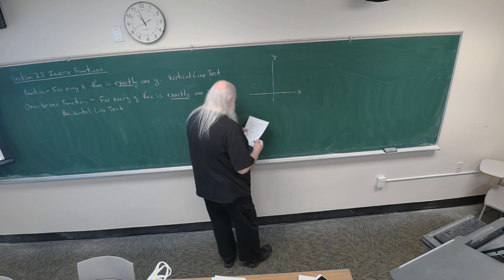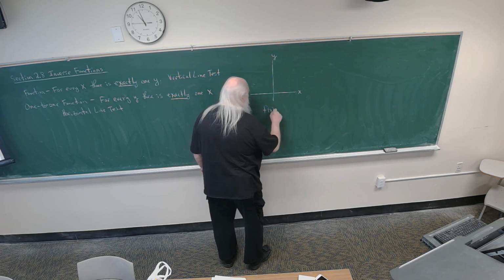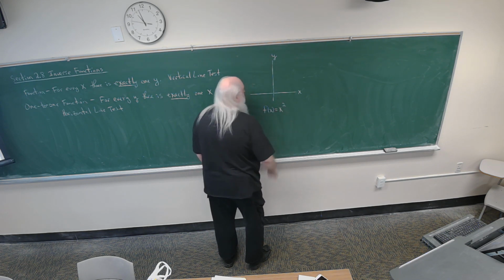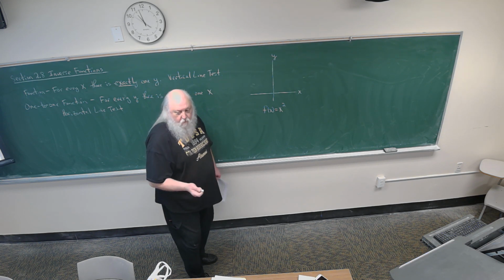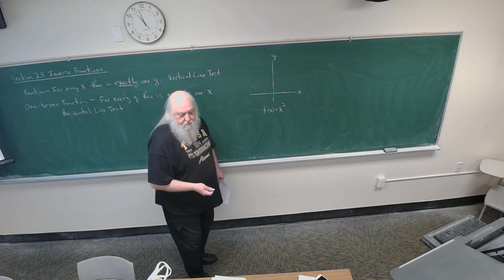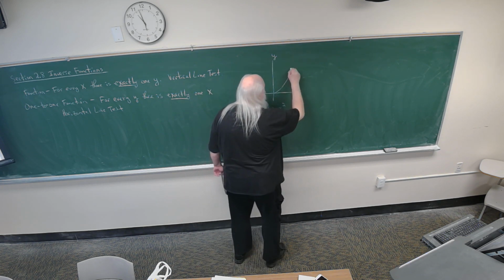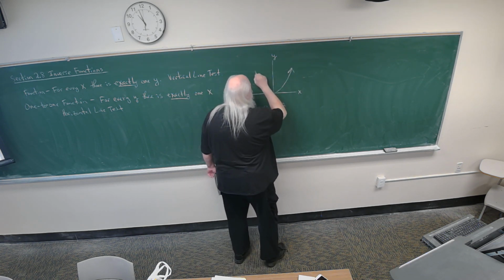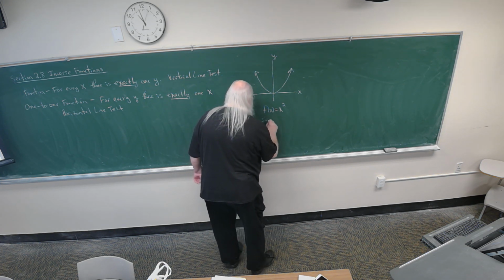The first one we'll look at is f of x equals x squared. And the graph of f of x equals x squared is a what? Parabola, right? It goes through the origin. And so we call this the squaring function.